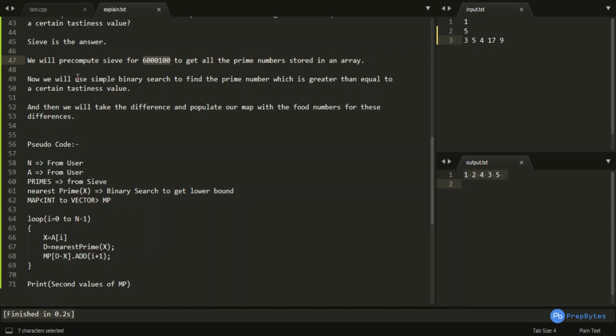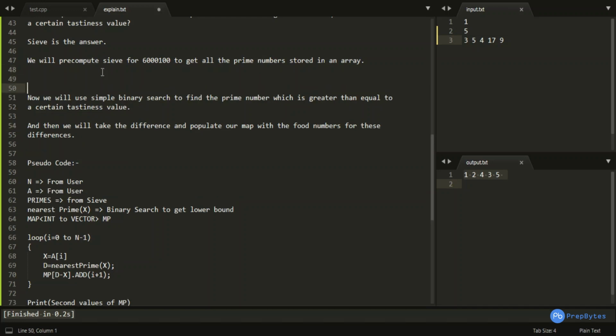Okay, this sieve operation is giving me that. For sieve operation you can watch any of the videos. It's really very simple, just a mathematical concept, that's it. Now we will use binary search to find the prime number which is greater than or equal to a certain tastiness value, right? So after this operation I have got an array primes which is storing all the prime numbers, right?